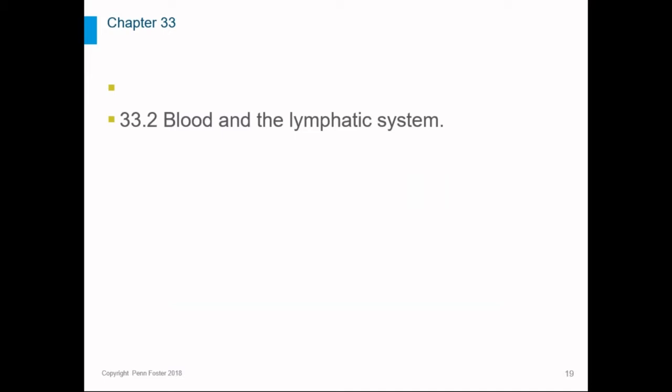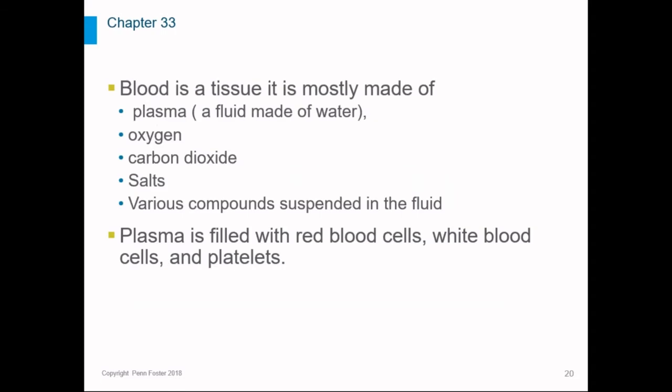Section 2 is about blood itself and the lymphatic system. So blood is a tissue. It's made mostly of plasma, which is a fluid made out of water, and it has oxygen, carbon dioxide, salts, and various compounds suspended in it. Plasma is then filled with some other things. It's filled with red blood cells and white blood cells and platelets. So we'll talk about those.